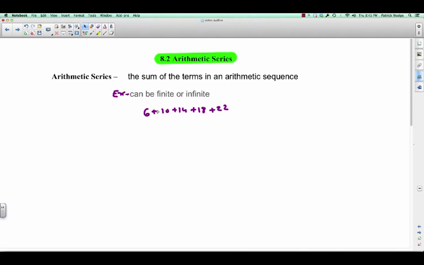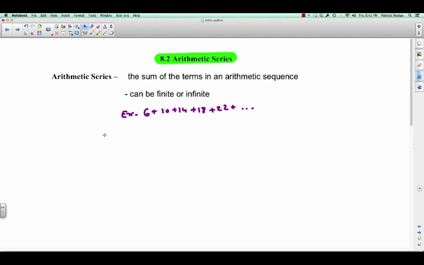Series can be finite or it can be infinite. So for example, what I've written right here, 6 plus 10 plus 14 plus 18 plus 22, that is obviously a finite series because it ends, but I could put plus dot dot dot and then we have an infinite series. It goes on and on forever.